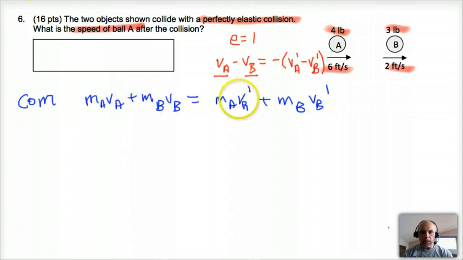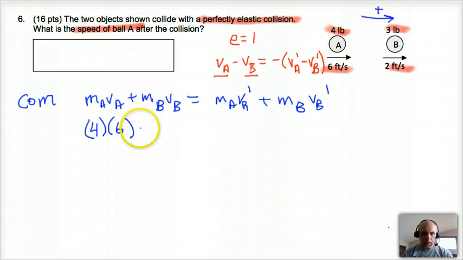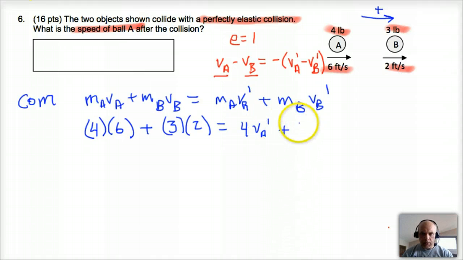Okay, I have mass in every term here, so I can use weights, and the units will cancel out. And same thing, just use consistent velocity. So let's see, A is 4 and it's 6. We'll use positive to the right. Plus mass of B is 3 times its velocity is 2. And that's going to be equal to 4 VA prime plus 3 VB prime.